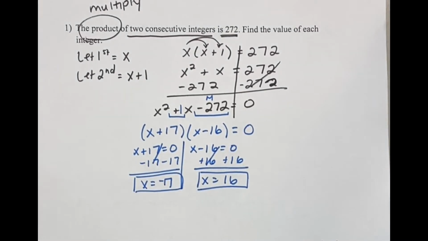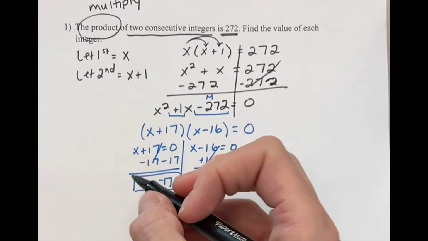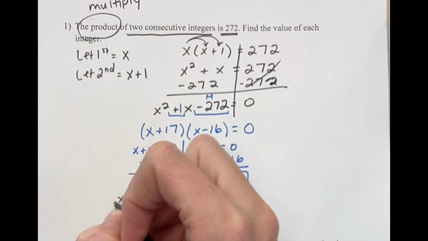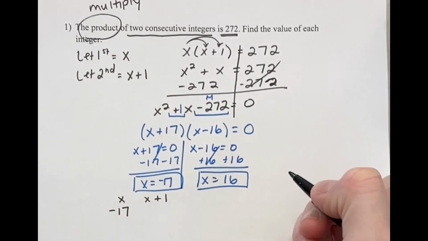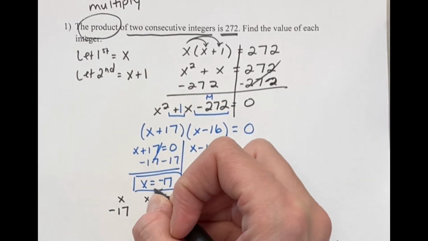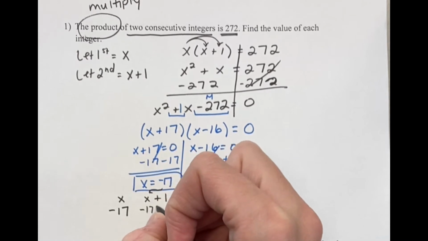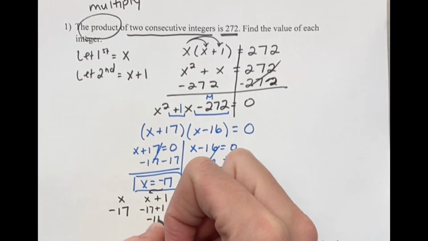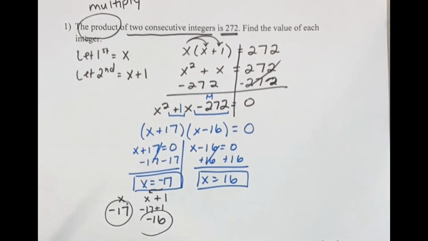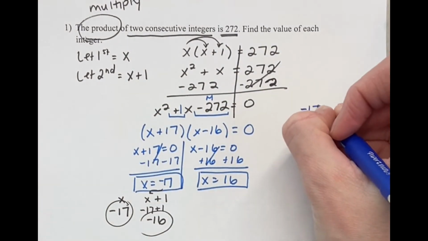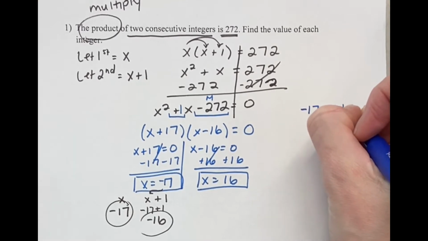Now, we're not necessarily done yet, though, because we're talking about consecutive integers. Consecutive means one after the other. So if x equals negative 17 here, and that's my first integer, what would my second integer, x plus 1, equal? Well, if I know x is negative 17, I can substitute it in there. So negative 17 plus 1 is negative 16. So here my first pair of integers are negative 17 and negative 16.